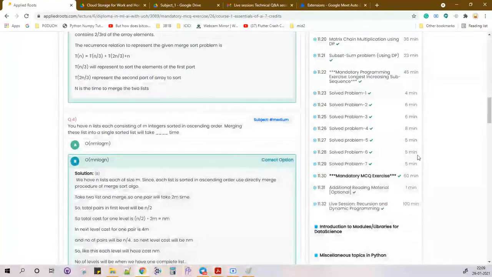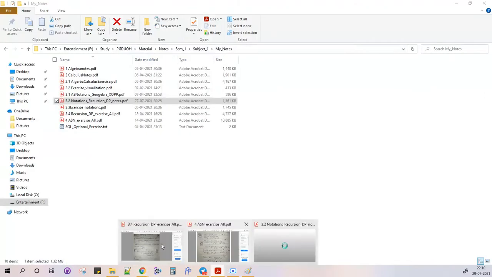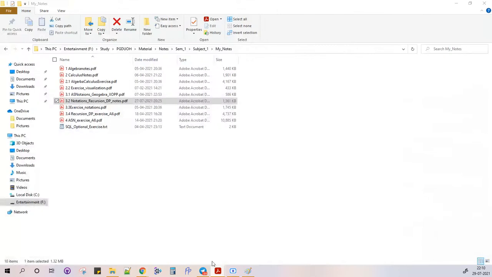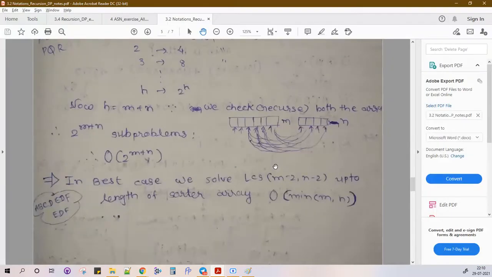Because this is easy to miss, but there are some good examples in these solved problems also. 1, 2, 3, 4, 5, 7. 7 problems we have, I guess more than 7. But we have good examples over there, and I have already taken that. Okay. So LCS is done, right?